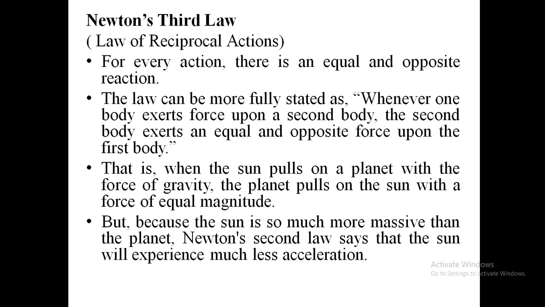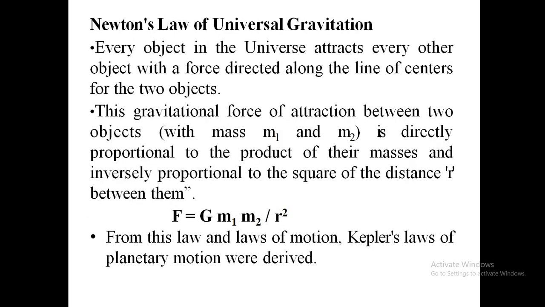Newton's third law, which is also called the law of reciprocal actions. For every action, there is an equal and opposite reaction. The law can be more fully stated as: whenever an object exerts force upon a second object, the second body exerts an equal and opposite force upon the first one. That is, when the sun pulls on a planet with a force of gravity, the planet pulls on the sun with an equal magnitude force. But since the sun is so much more massive than the planet, as per Newton's second law, the sun will experience much less acceleration.